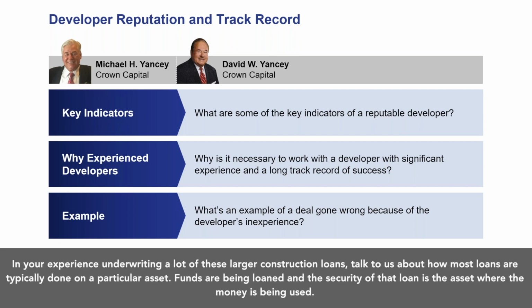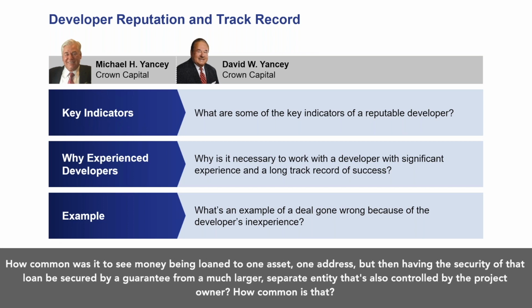Right. And in your experience underwriting a lot of these larger construction loans, talk to us a little bit about how most loans are typically done on a particular asset, right? Funds are being loaned, and the security of that loan is the asset where the money is being used. How common was it to see money being loaned to one asset, one address, but then having the security of that loan be a guarantee from a much larger, separate entity that's also controlled by the project owner? How common is that? Walk us through.